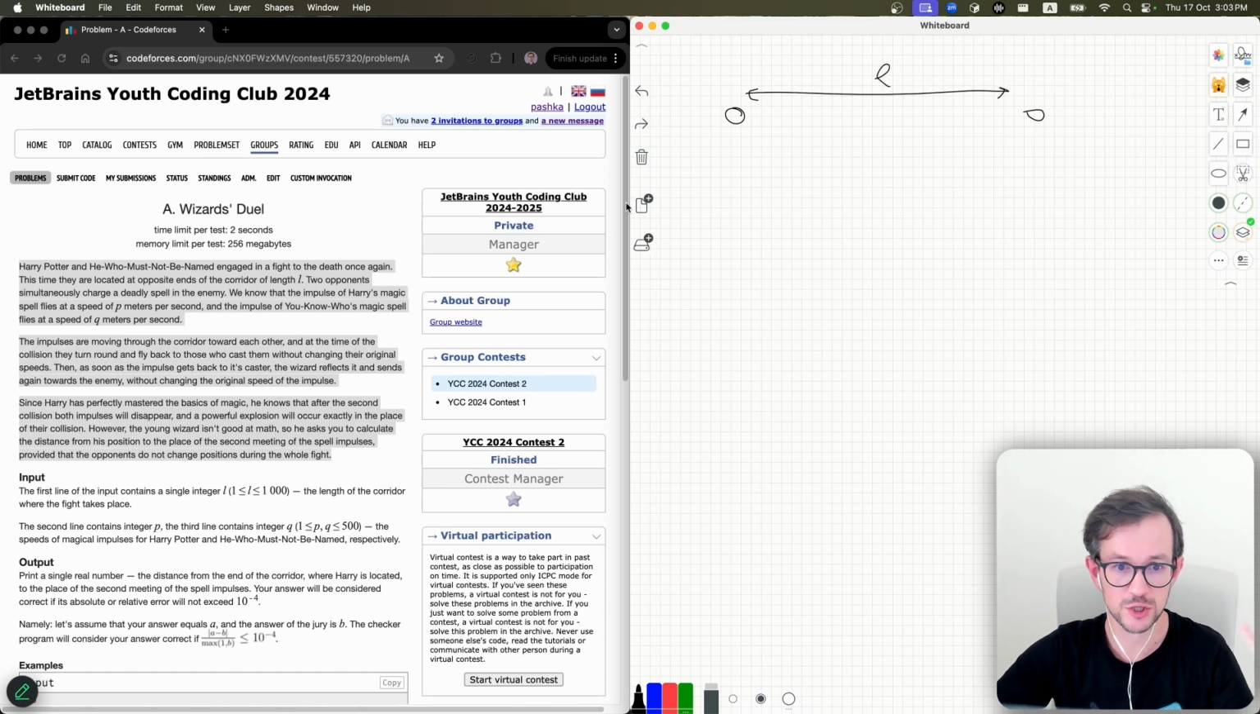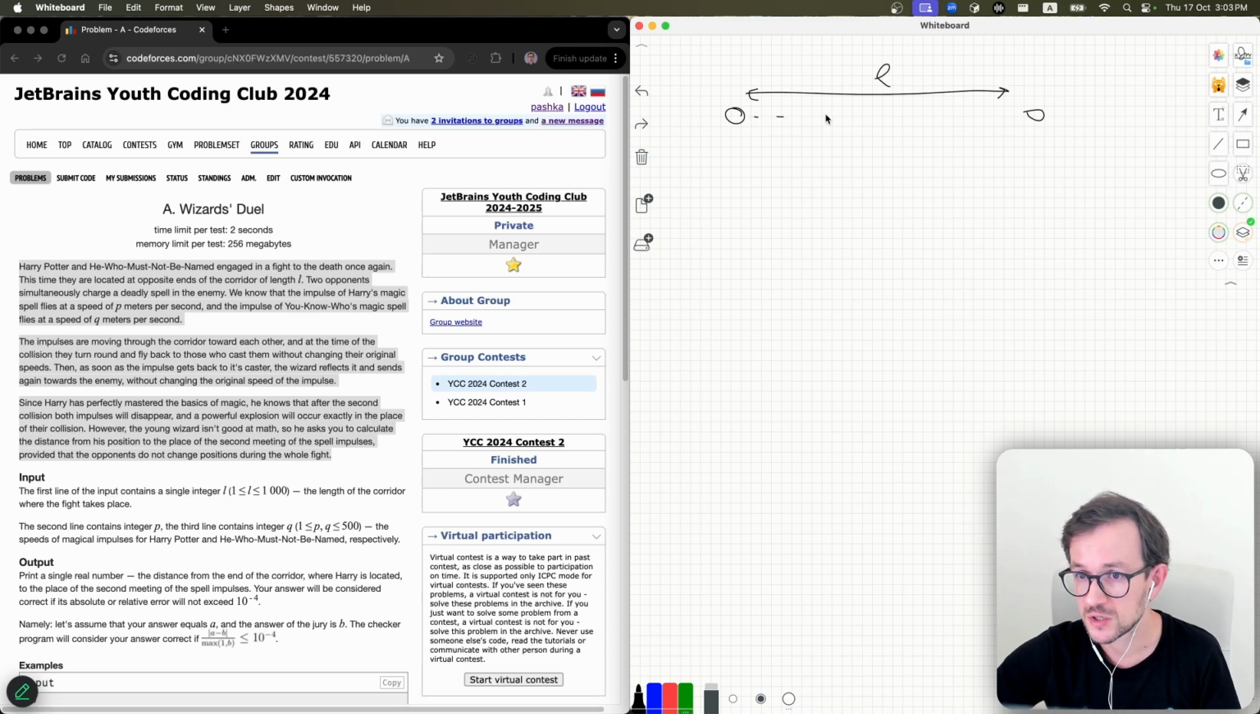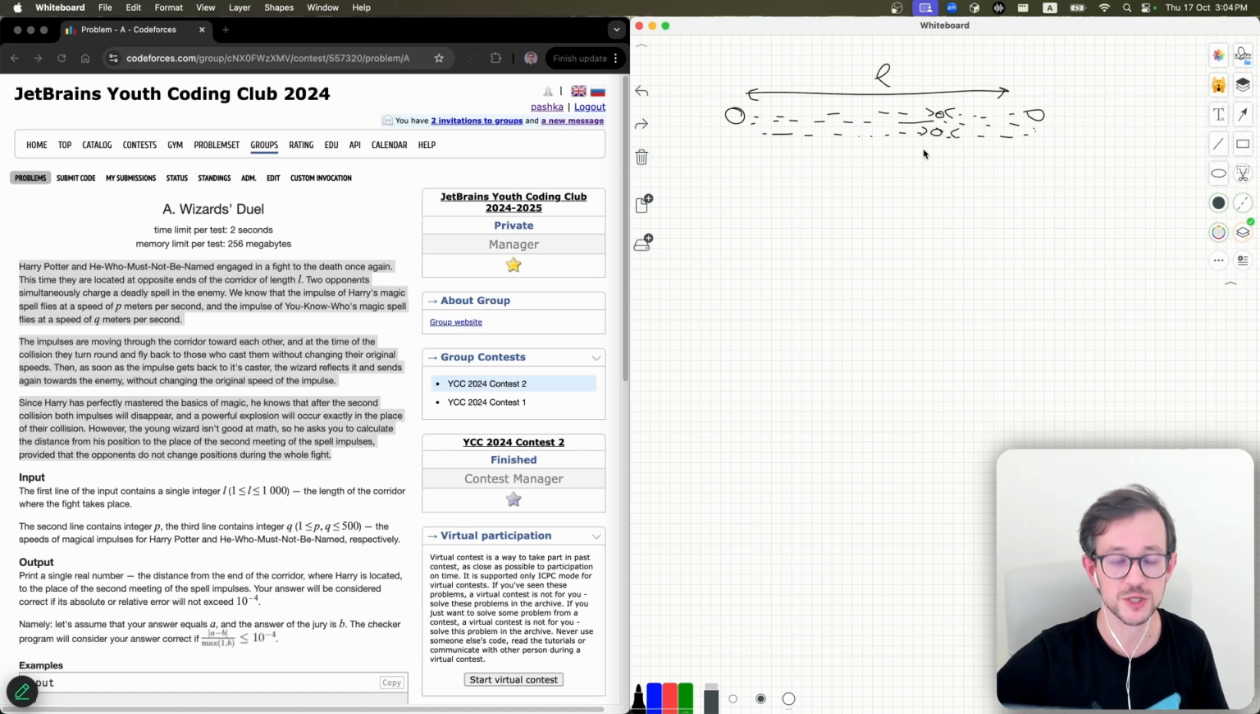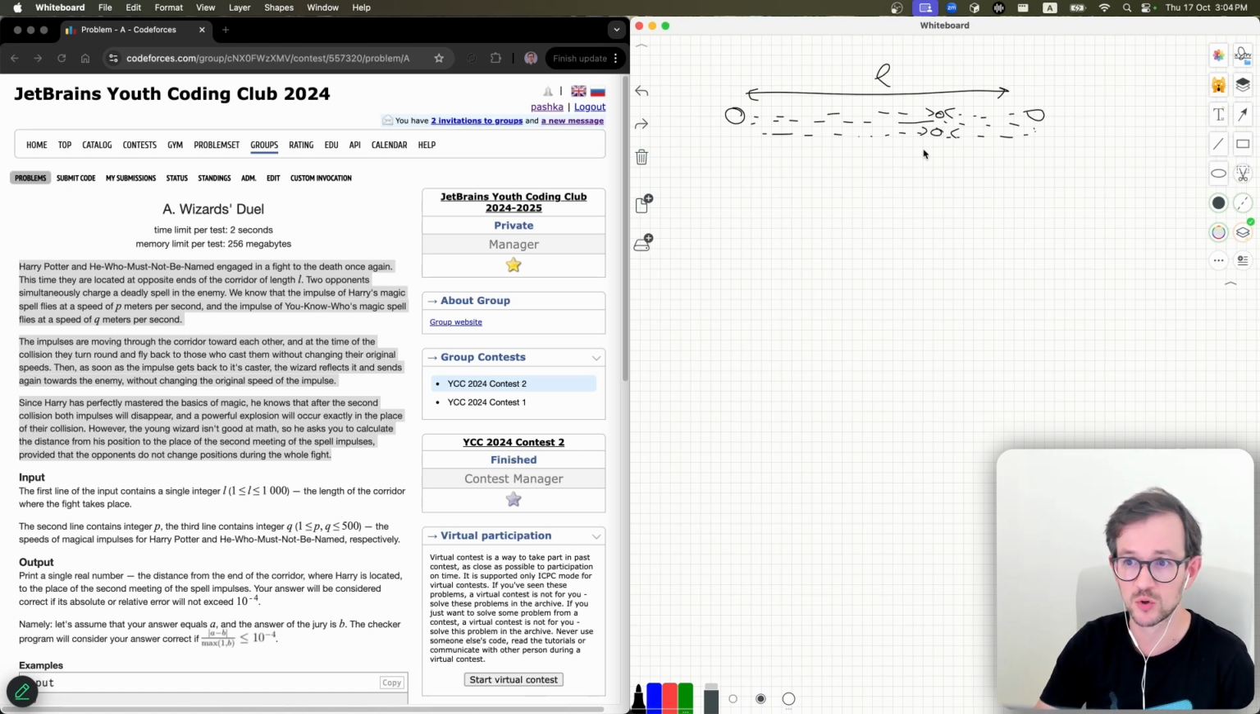And they charge some spells at each other. So he charged the spell from here. They meet at some point, then they go back, then they go back again, and it's easy to see, if you try to do it, that they will meet at the same point again. So again, this is just overcomplication of the statement. The statement says that we need to calculate the point where we meet the second time.